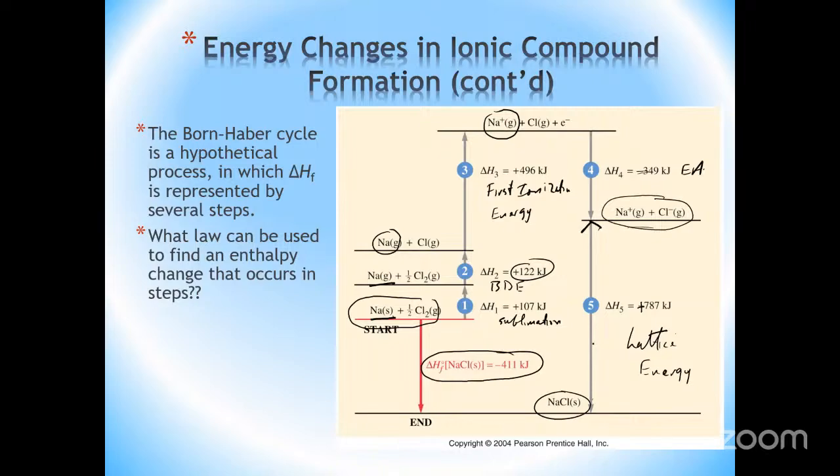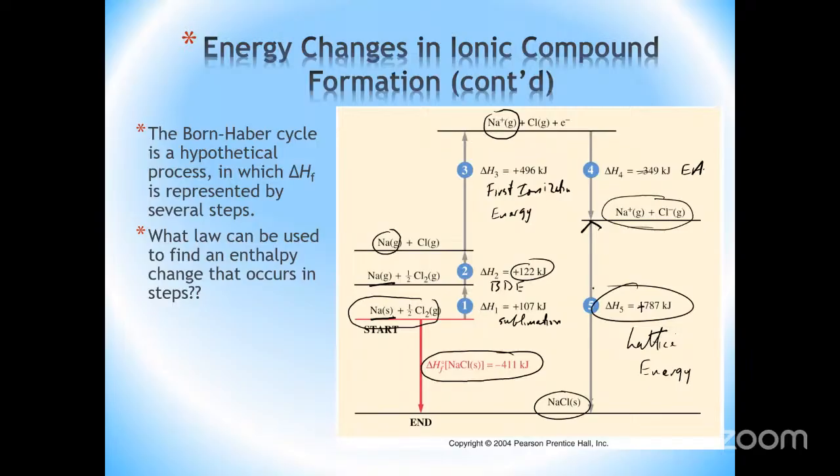All right. So basically, this is the Born-Haber cycle. And most of the questions that you're going to encounter when it comes to this cycle is for you to determine this right here, the lattice energy. The lattice energy is very important because the lattice energy is used as a measure of how stable the ionic compound is, right? The greater the lattice energy, the more stable will be the ionic compound.